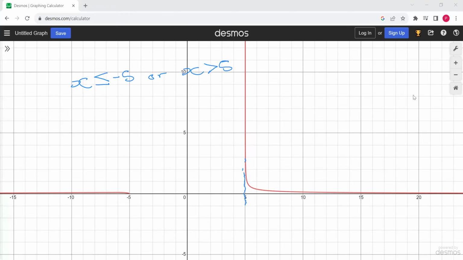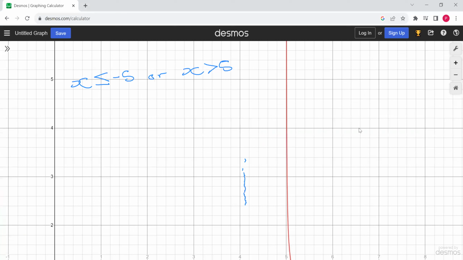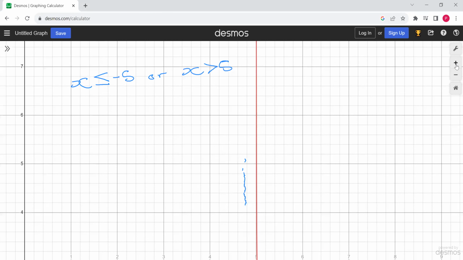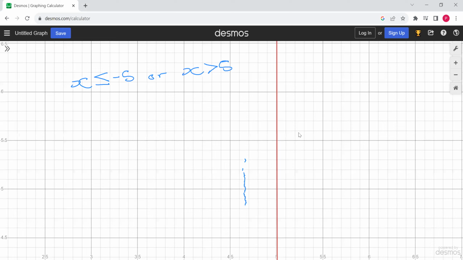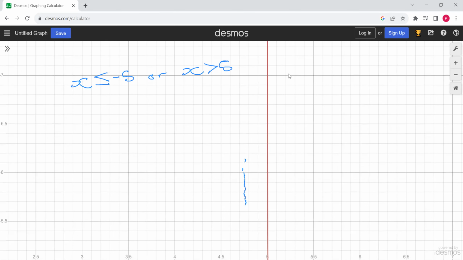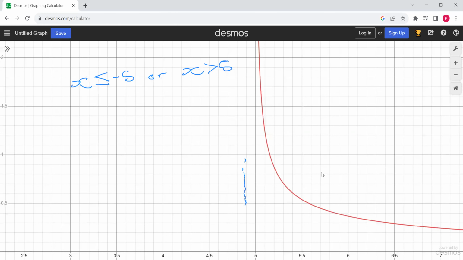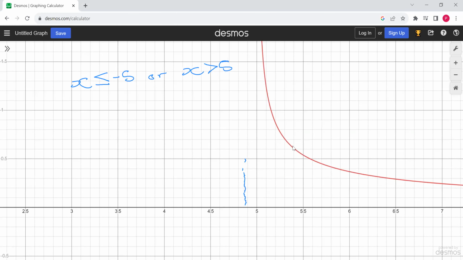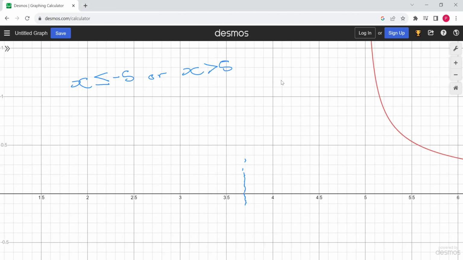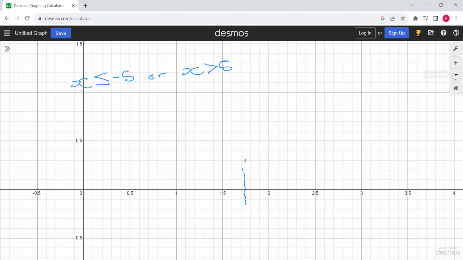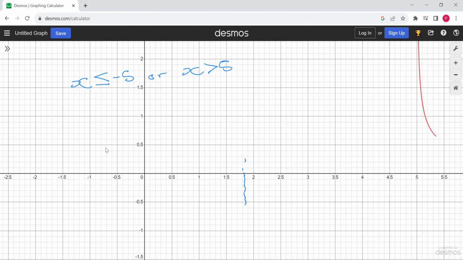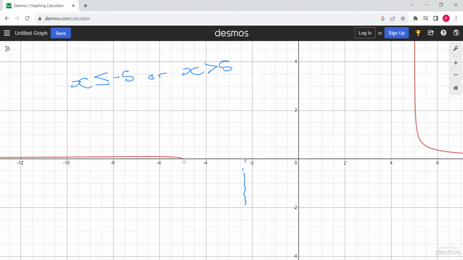If you zoom in, you see that the more you zoom in, it gets closer and closer to 5, but it doesn't touch 5. We just keep going up, up, up. But on the other side, where we have a negative 5, you can see it actually touches this point at -5.